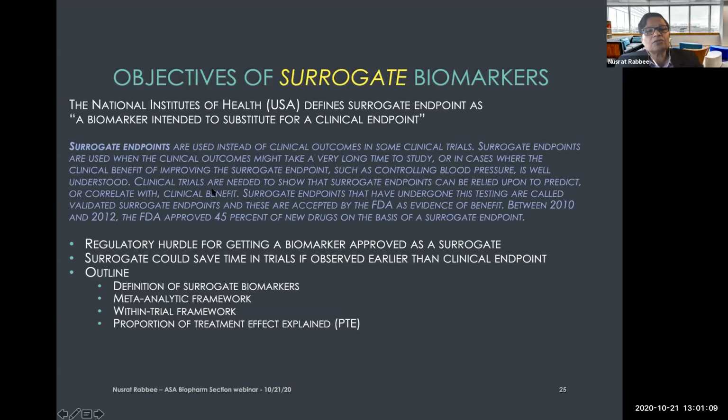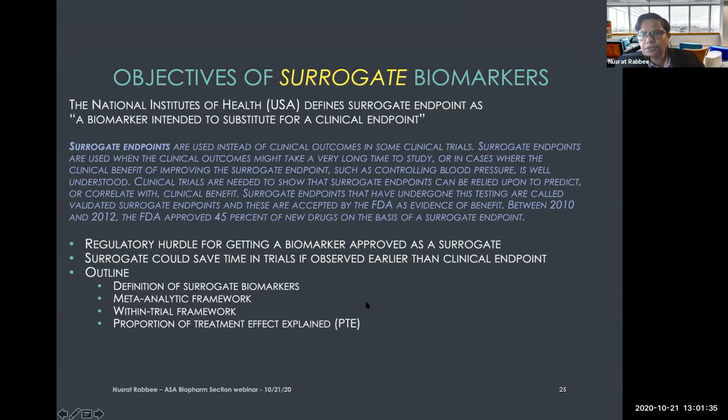So that's one main reason it's used. And between 2010 and 2012, FDA approved 45% of new drugs on the basis of a surrogate endpoint, which is amazing. So the regulatory hurdle for getting a biomarker qualified as a surrogate is huge. So I don't want to underestimate that.